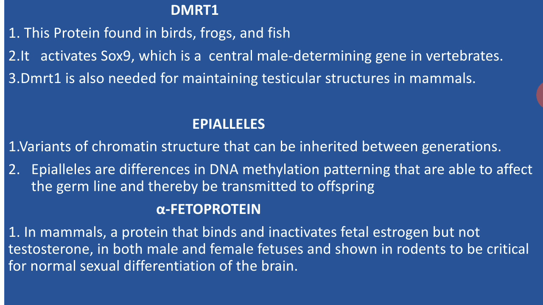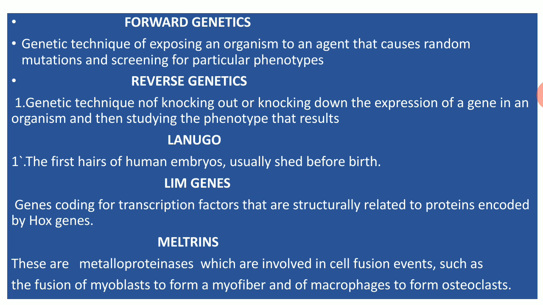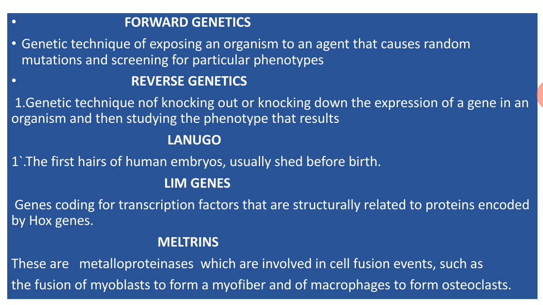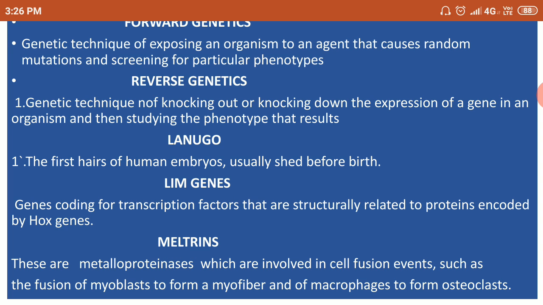So this slide contains DMRT, epialleles and alpha fetoprotein, which I have discussed. Forward genetics, lanugo, limb genes and meltrins.